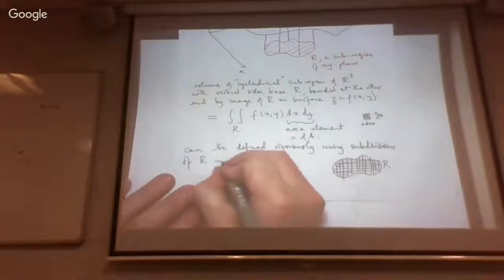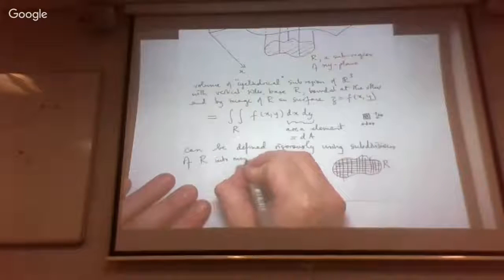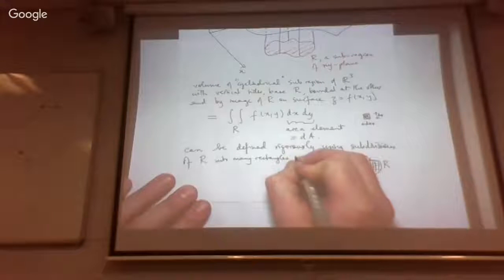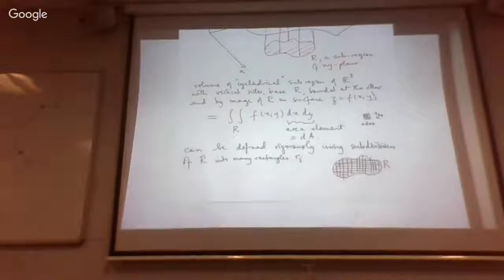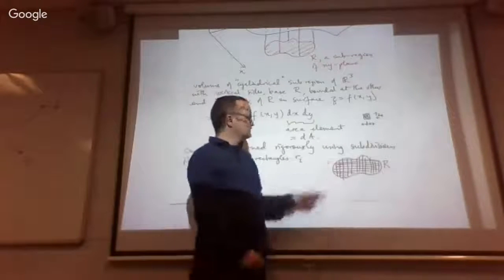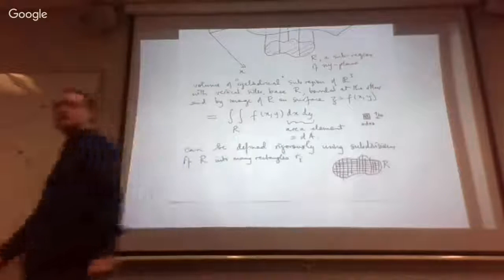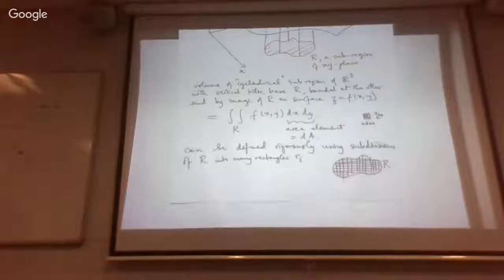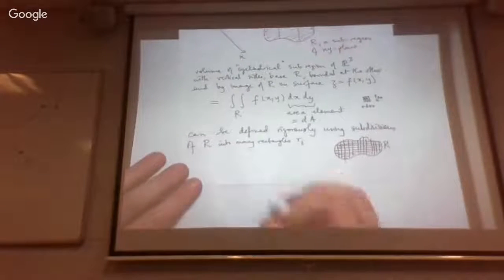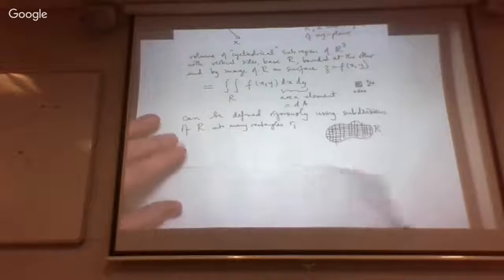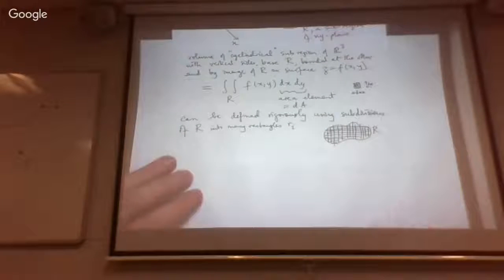Subdivisions of R into many rectangles. We won't worry too much about this, but we'll just refer to lots of little rectangles, R1, R2, R3, R4, R5, R6, just a whole bunch of tiny rectangles approximating R. And we can give a one-line limiting definition that defines what the integral is.